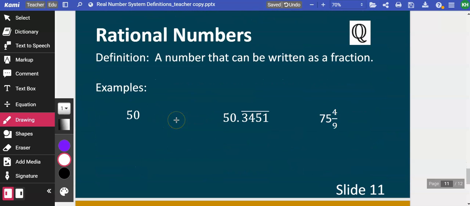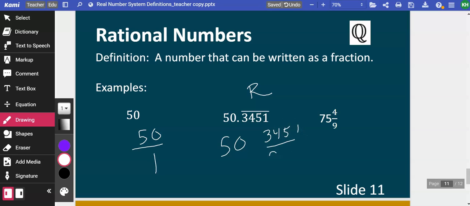And I think this is our last set of examples for rational numbers. 50 is an integer. You can write it as a fraction by putting it over 1. This is a repeating decimal. The pattern is 3451, 3451, 3451. So to change that to a fraction, you write 3451, that pattern, over the same number of nines. So if it's a 4-number long pattern, we put 4 nines in the denominator.